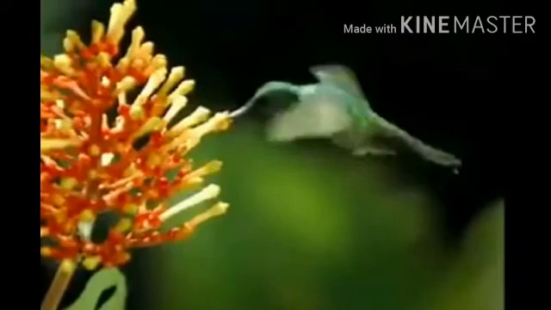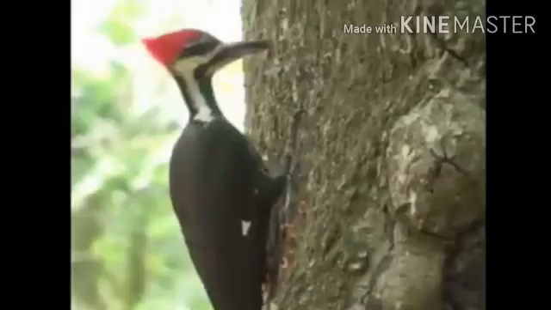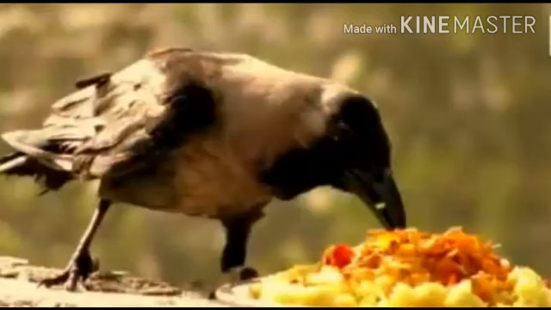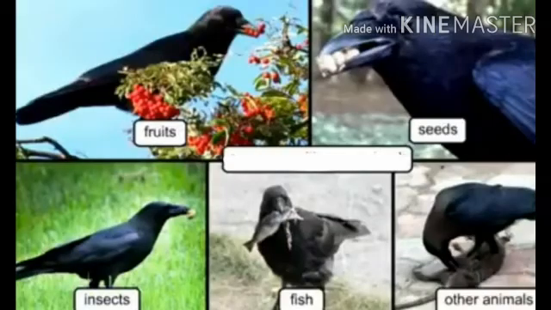Birds like the woodpecker have a strong, long and straight beak. It pecks at the wood and eats insects present in the wood. They also use it as a chisel to make a hole in the tree which serves as a nest. Crows have a multi-purpose beak which allows them to eat fruits, seeds, insects, fish and other animals.